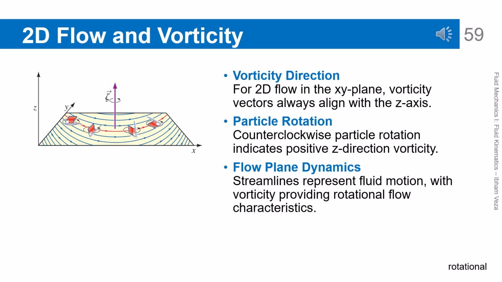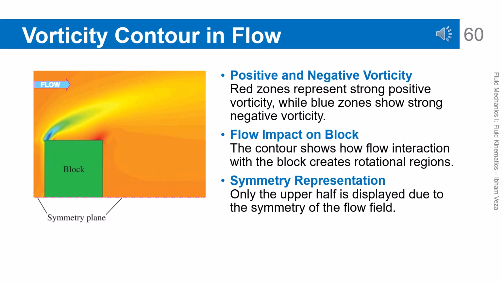In this way, rotational information can be represented in a simple form. Vorticity contour in flow. The color contours show regions of strong positive and negative vorticity. The interaction of the flow with the block creates rotational regions around it. Red and blue colors help distinguish opposite directions of rotation. This pattern reveals complex flow structures around a bluff body. This visualization is very helpful in numerical and experimental analysis.